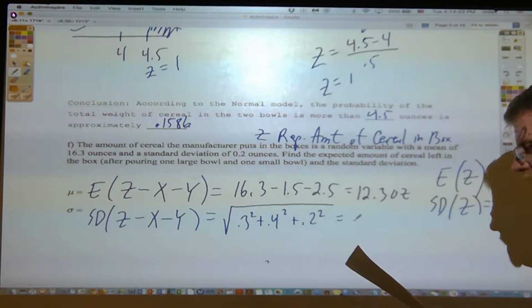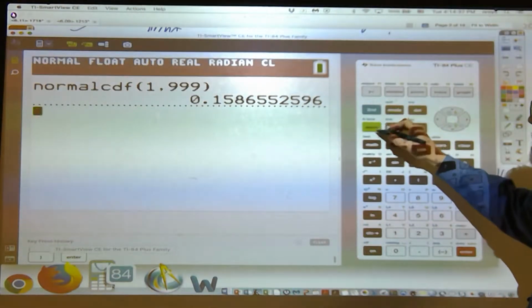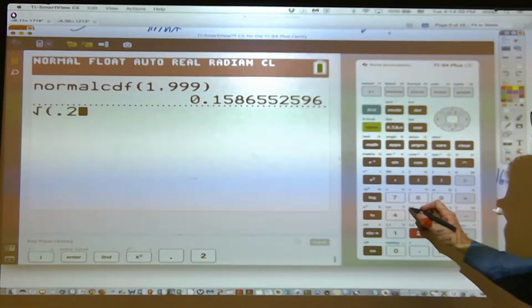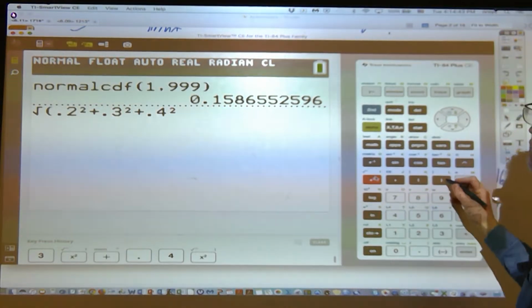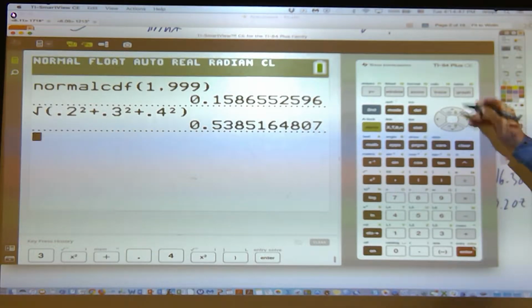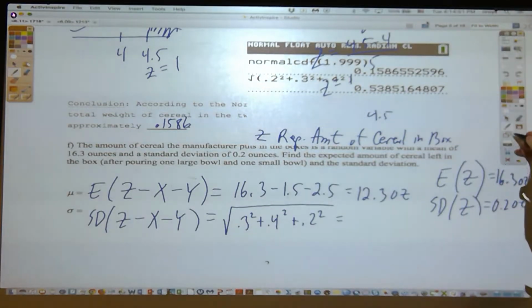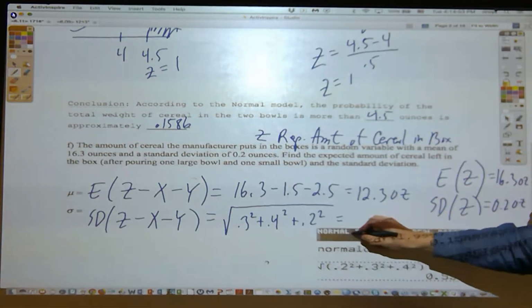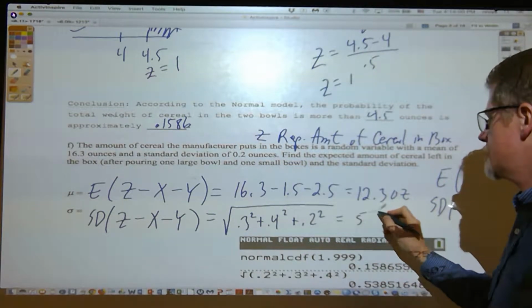And that one we might actually have to take to the calculator. So if I'm going to find the square root of 0.2 squared plus 0.3 squared plus 0.4 squared, I can type this in to get about 0.538. Pull that in right there. So we're going to call that 0.5385 ounces. Any questions on that one?